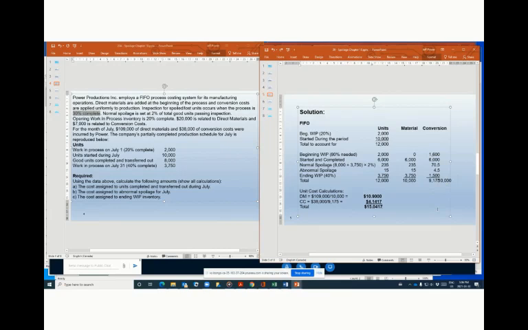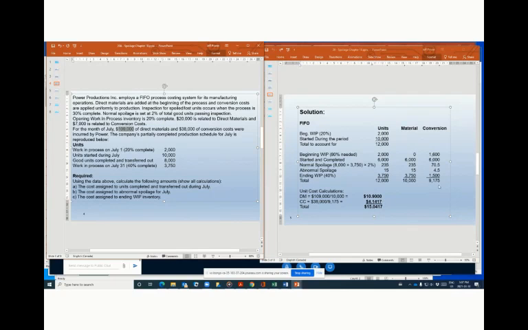And now I can work out my cost per unit. So this is the inputs this month. This is 10,000 units worth of materials at $109,000. So that's where the $10.90 came from per unit.